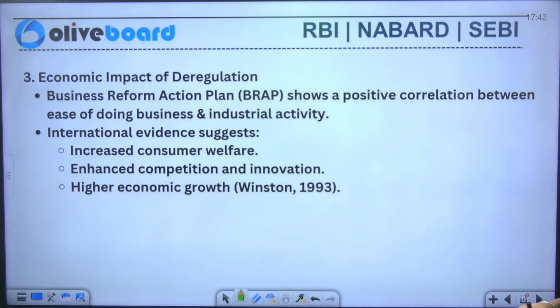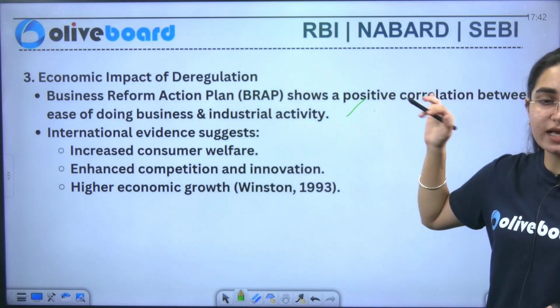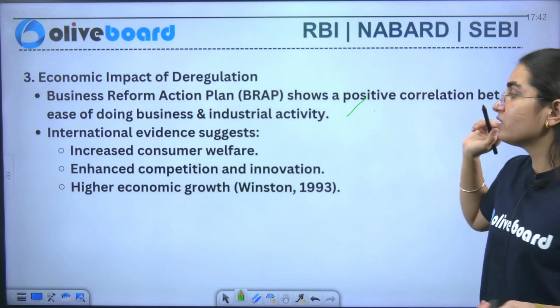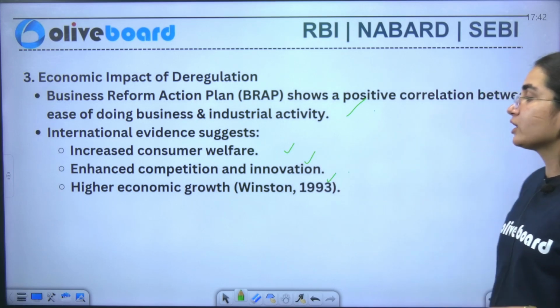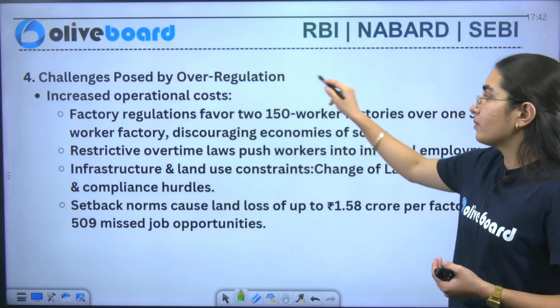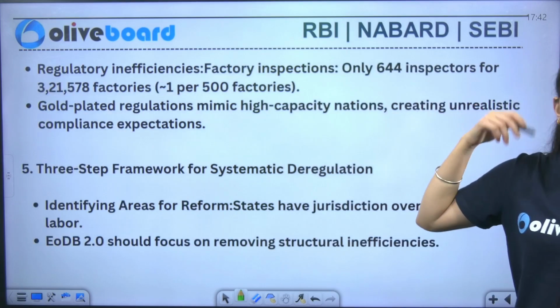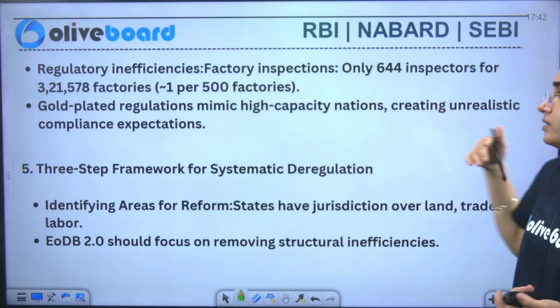Economic impact of deregulation क्या है? Business reform action plan shows a positive correlation between ease of doing business and your industrial activity. International evidence क्या suggest करते हैं कि जो हमारा consumer welfare है, it should increase, enhance, and the competition should be there, and higher economic growth should also be there. Now what are the challenges that are posed by over regulation? So increase in the operational cost. अगर हमारा जो रेगुलेशन है वो ओवर होगा तो ऑफ कोर्स हमारा जो कॉस्ट में इंक्रीज है वो हमें देखने को मिलेगा.